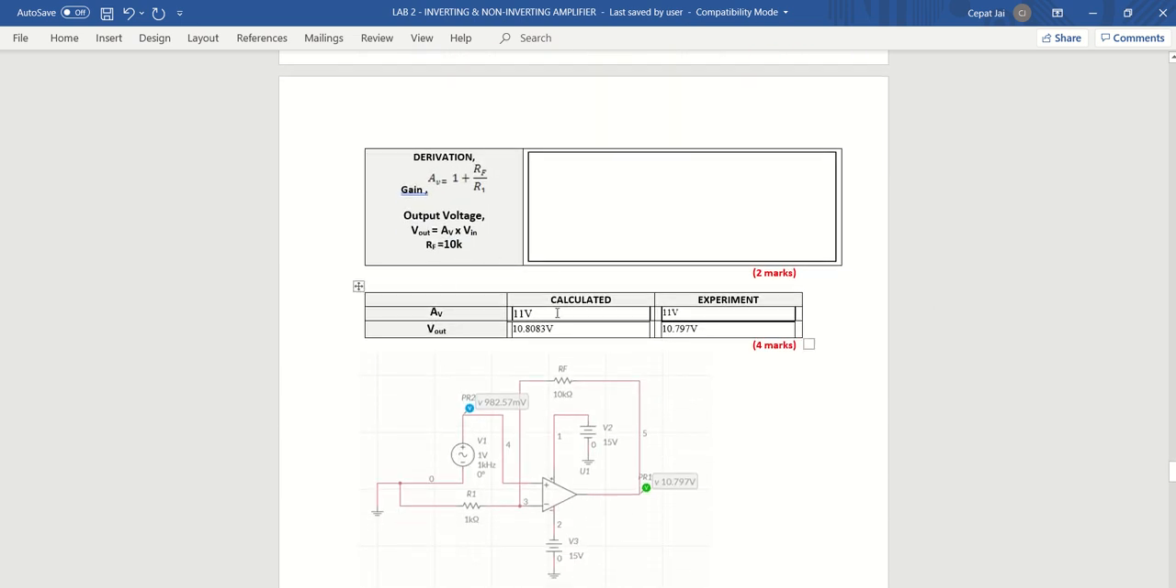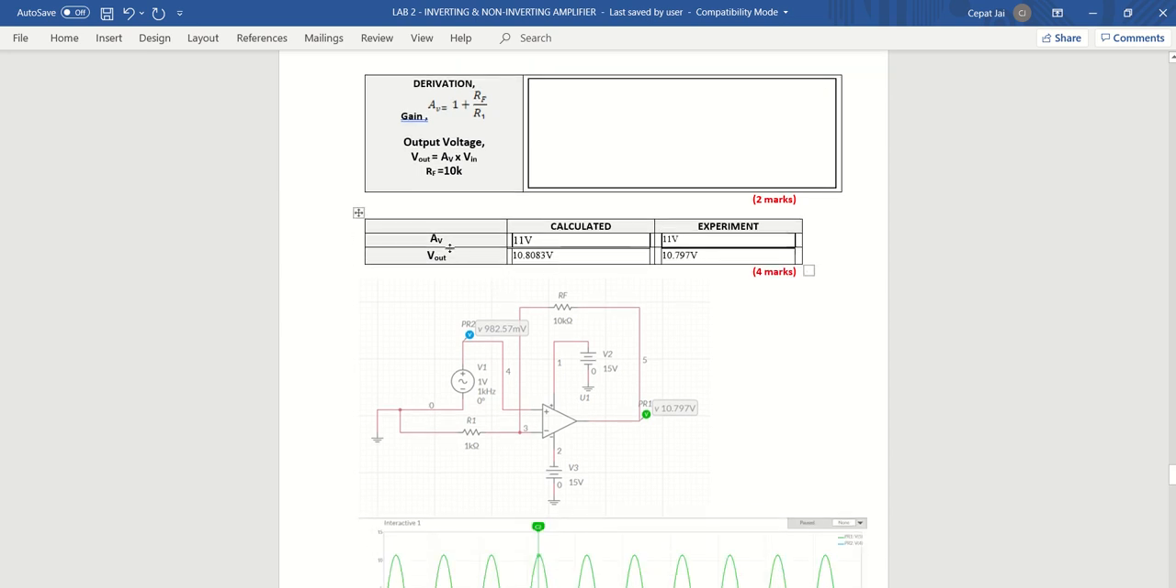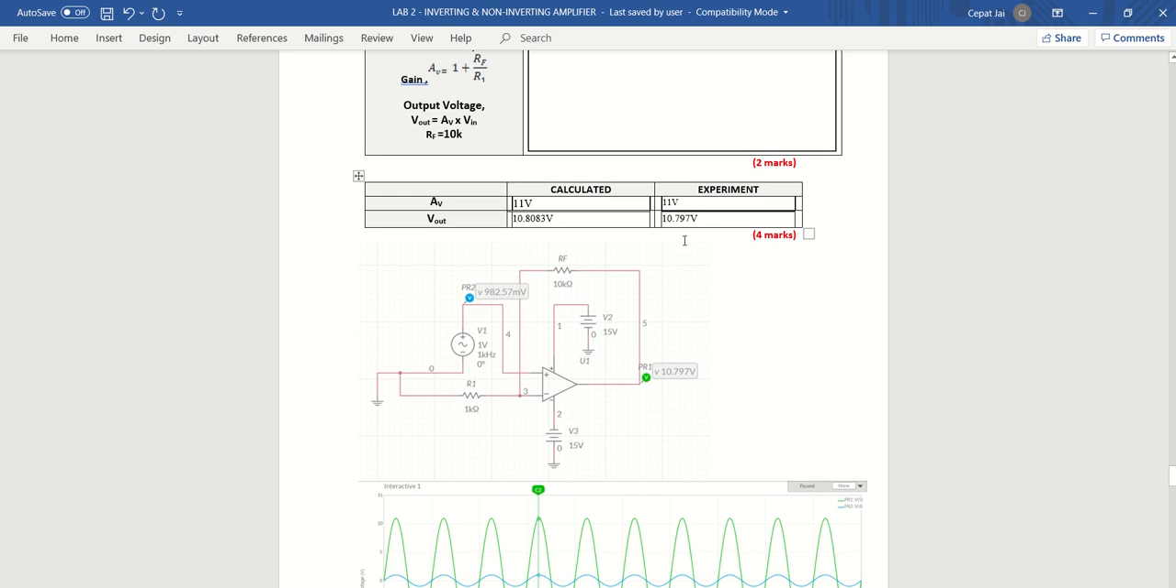Same as this, just change RF equal to 10 kilohm. So the voltage gain I get is 11, and V out I get 10.883 volt. From the circuit I get 10.767797 volt.